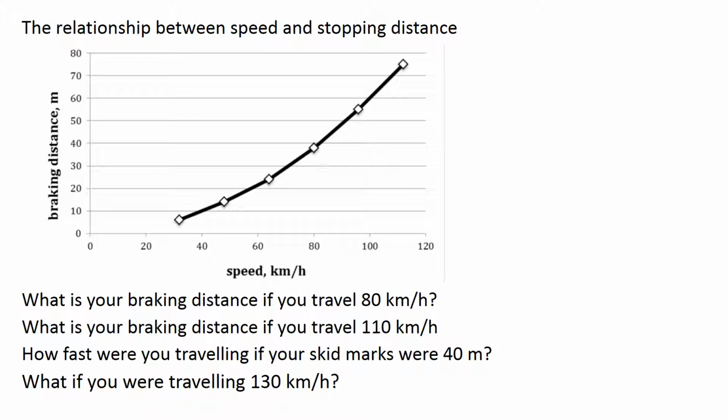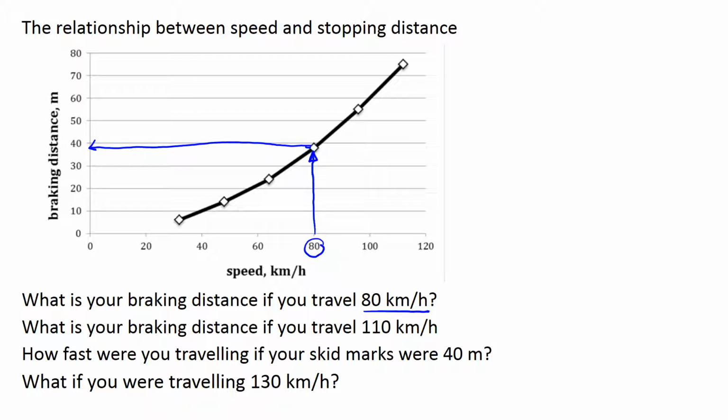But let's get down to more specifics and look at the first question here. What is your braking distance if you travel 80 kilometers an hour? So 80 kilometers an hour is a speed. So I'm going to look up 80 kilometers an hour. I'm going to find out what point that represents, which is this one right there. And I'm going to read across. And that's just below 40 meters.